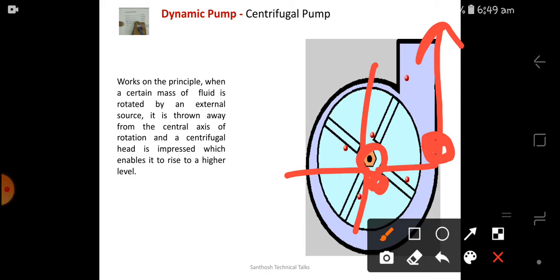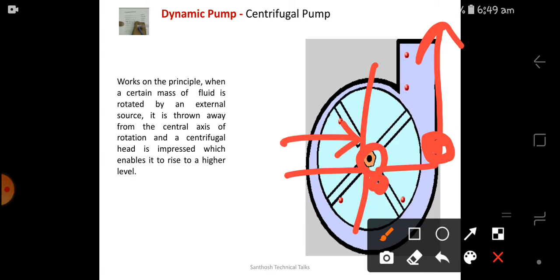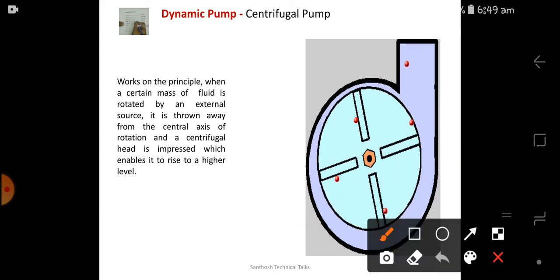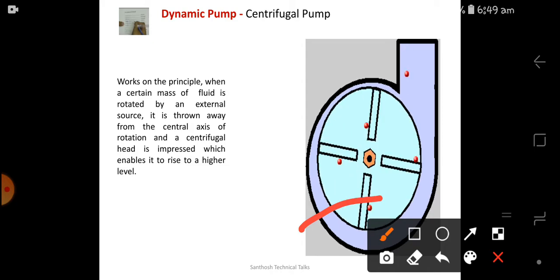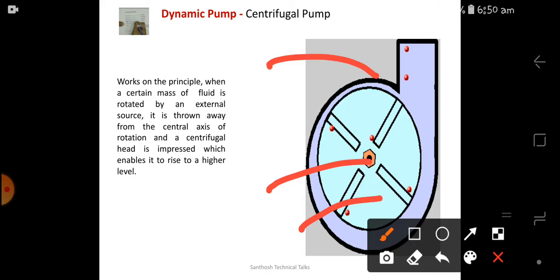Here the parts are: this is called an impeller, this is called an impeller, and this is the eye end. So these moving blades are called the impeller. This hexagon nut is called the eye end. And this is called the casing.